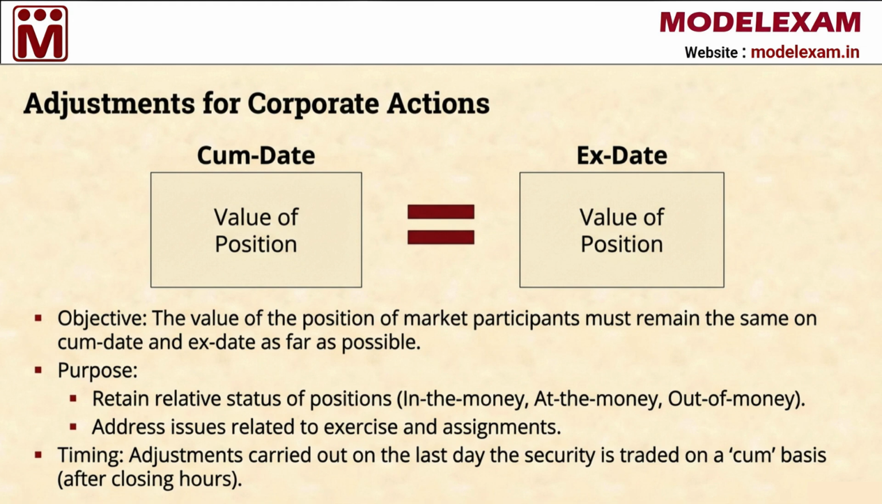The main goal is to make sure the value of your trading position stays the same before and after a corporate action as far as possible. This helps maintain the status of your trades, whether they are in the money, at the money, or out of the money. Usually, these adjustments happen after the market closes on the very last day the stock is traded on a cum basis.